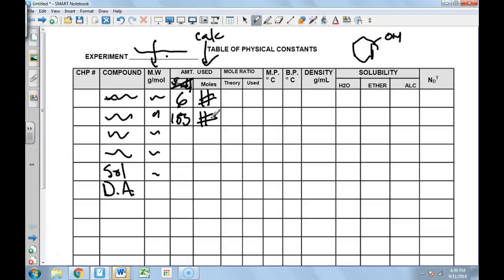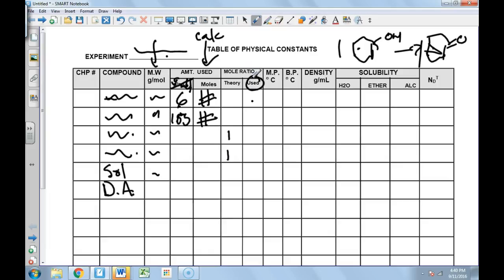Okay, now the theory and used. This is always an issue for students, but I will tell you, when you do a reaction, let's say we're doing cyclohexanol reacts to form cyclohexanone. Okay, in theory, what is the ratio? For every one of these, how many of those are we forming? So for every one of these, we make one of those. So let's say that's what this is. Our theory is 1 to 1.